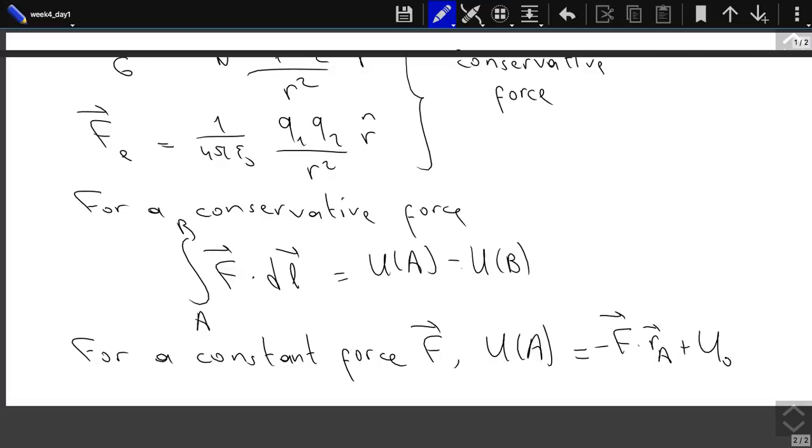Now, this was just a fast review of what we had done last semester. Any questions on potential energy and the work done? In the next hour, we will be applying these things to the electric force. We will be talking about the electric potential energy of a given system, from which we will be talking about the electric potential also. So, some questions.